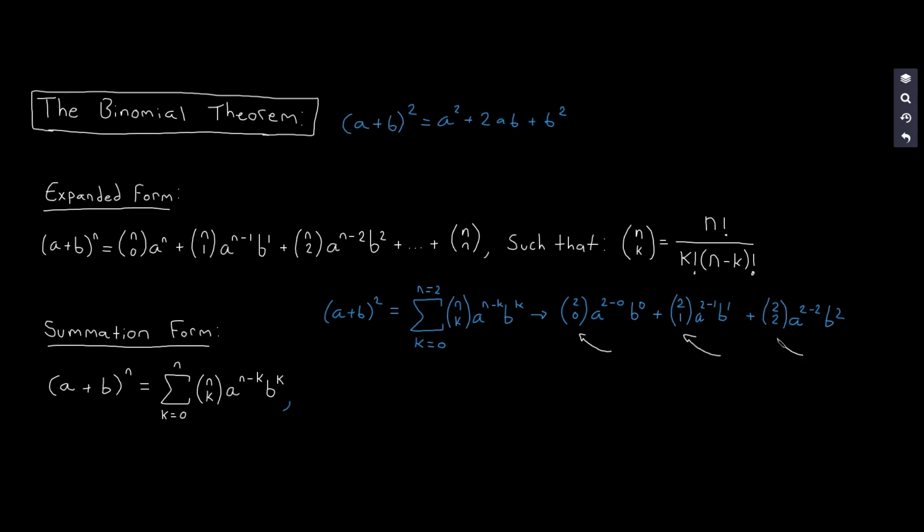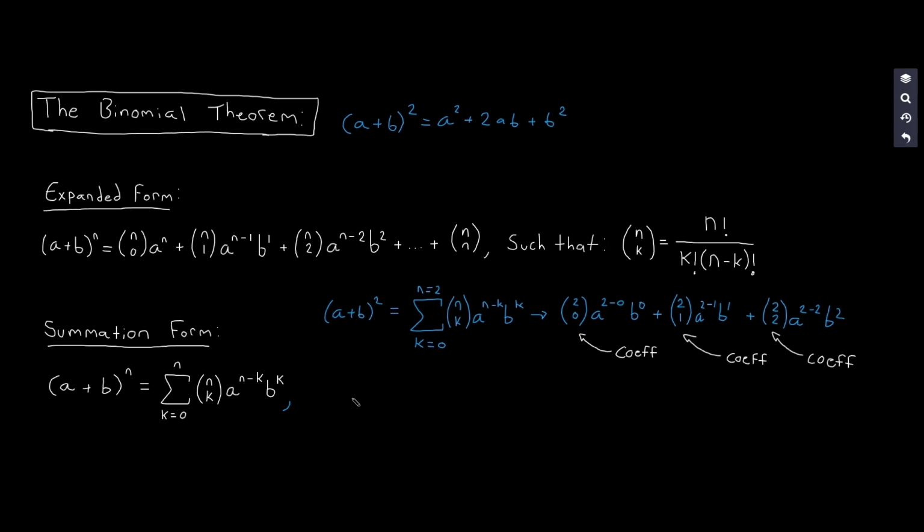Don't let these n choose k's freak you out. All these are our coefficients. That's a coefficient, that's a coefficient, and that's a coefficient. Moreover, we literally have the definition of what n choose k is right up here. So that means that we can find our coefficient values.